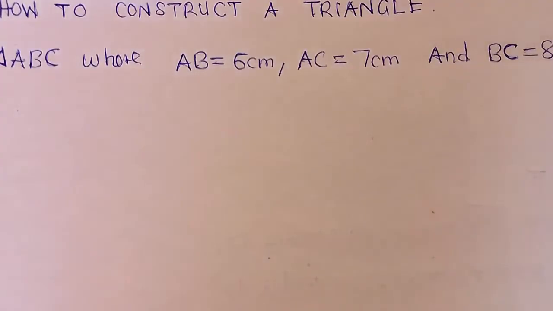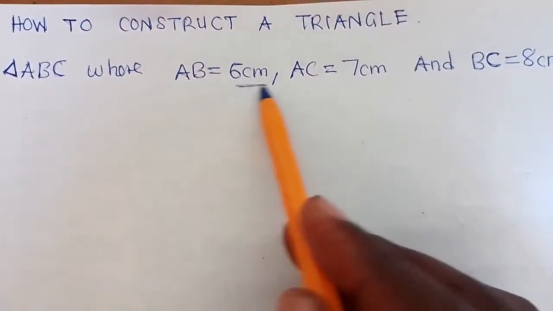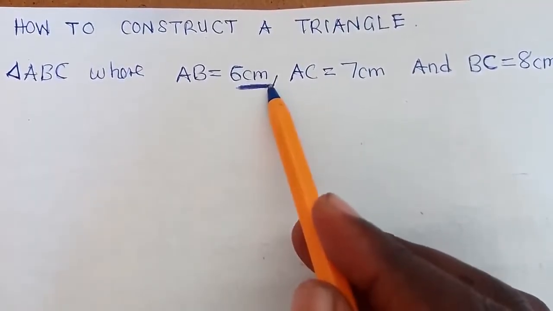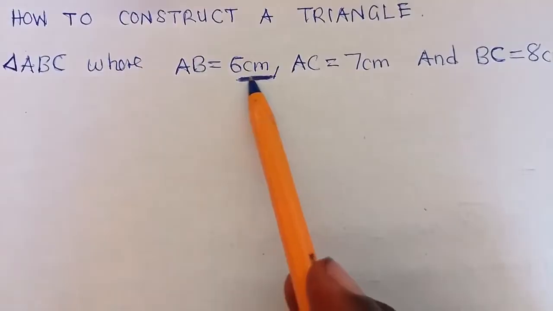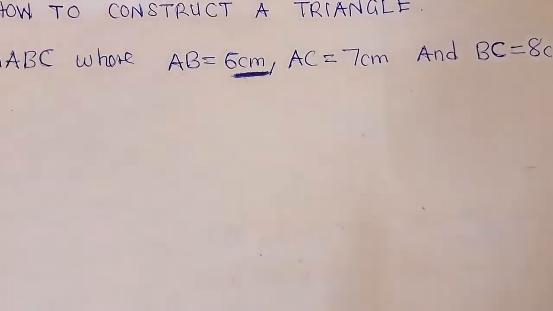The easiest way to construct a triangle, I'm going to show you. The first measurement which you are given is called the base. Have you seen? Don't forget these things that I'm telling you. So this is the base. The base is 6 centimeters.